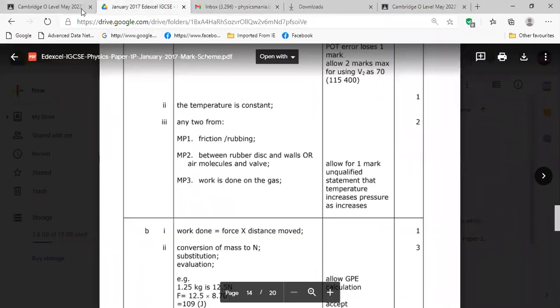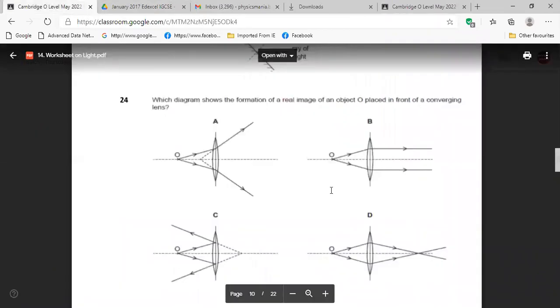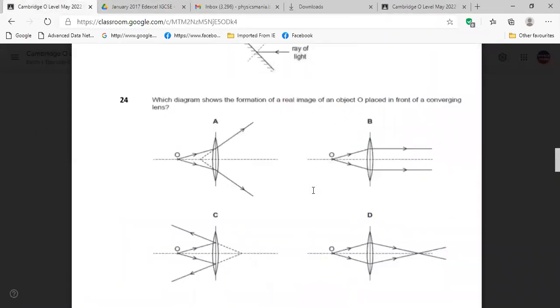Sir, in question number 24, option C, what's that angle called? Yes, sir. It's like they are showing that light rays are reflecting back from here, but it is not correct here because this is transparent, right? Yes, sir, transparent. What is this angle called?